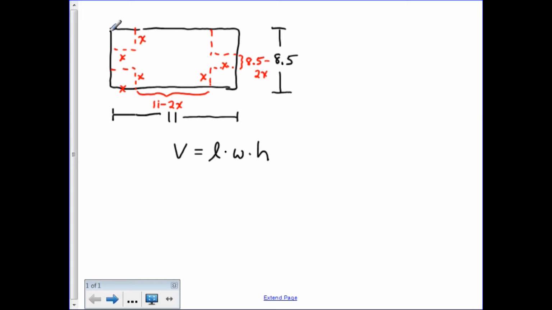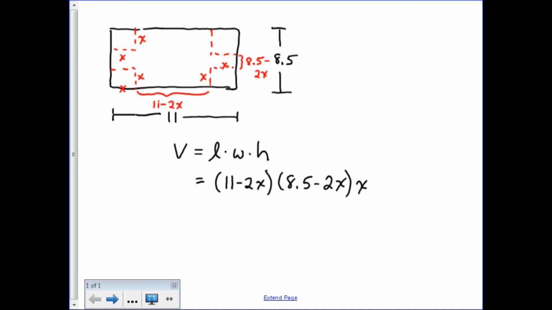So you've taken this piece of paper, you've cut out the corners, you've then folded up the sides. The height of the box is going to be the same size as whatever the square is that you cut out. So our length, that's 11 minus 2x. Our width is 8.5 minus 2x. And the height is simply whatever that square size was that you cut out.